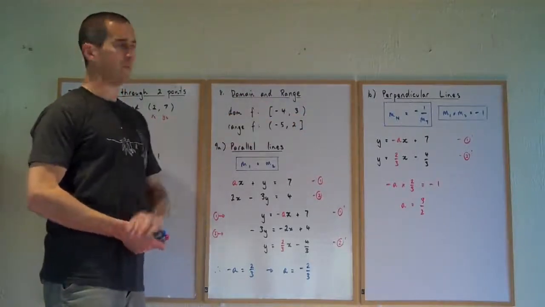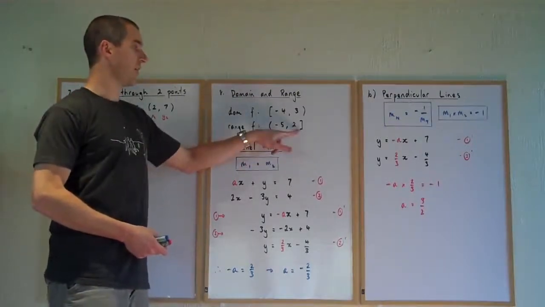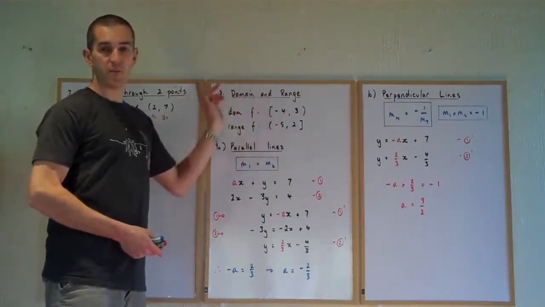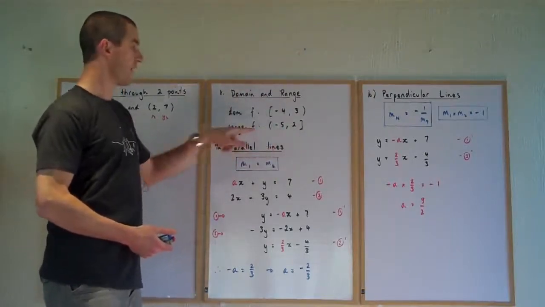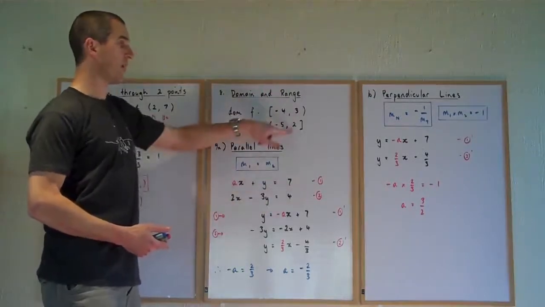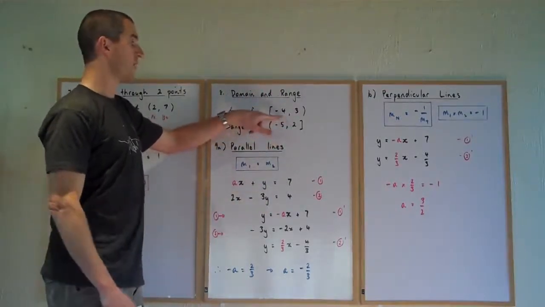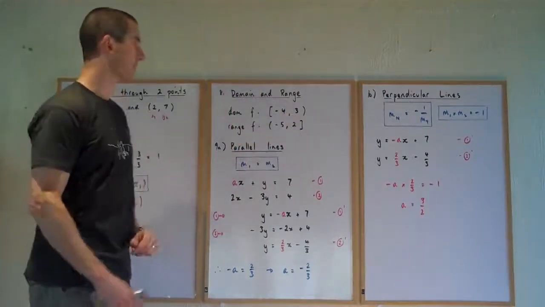The other thing to be careful of is that you always go from smallest value to largest value. Very easy to mix these up and go from left to right on the graph, but you need to go from the lowest value. So with your y values, with your range, you're working up the page. So the lowest point is -5 up to a y value of 2, and your domain, you're working left to right, -4 to 3. So make sure you get those in the correct order.